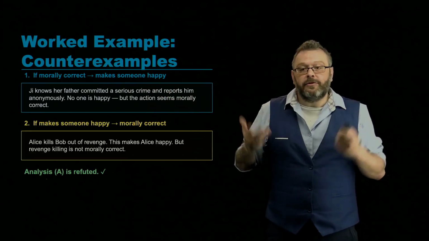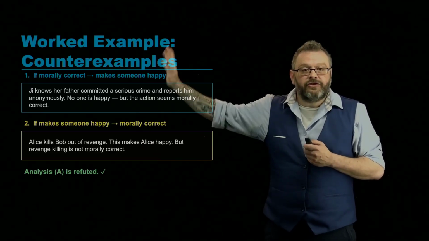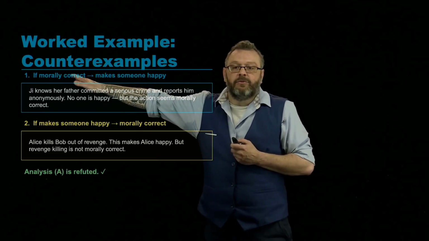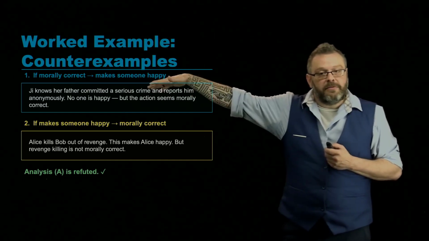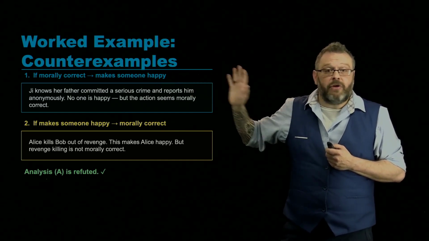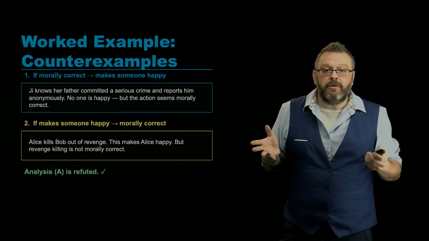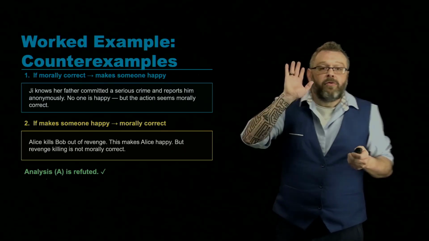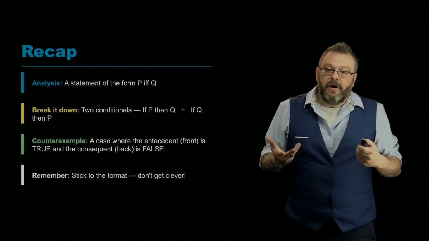So that's all we need to do. We just find the conditionals, figure out a case where the first part is true and the second part is false, and then just describe it. That's it. That's all there is to counterexamples. So let's get some together.